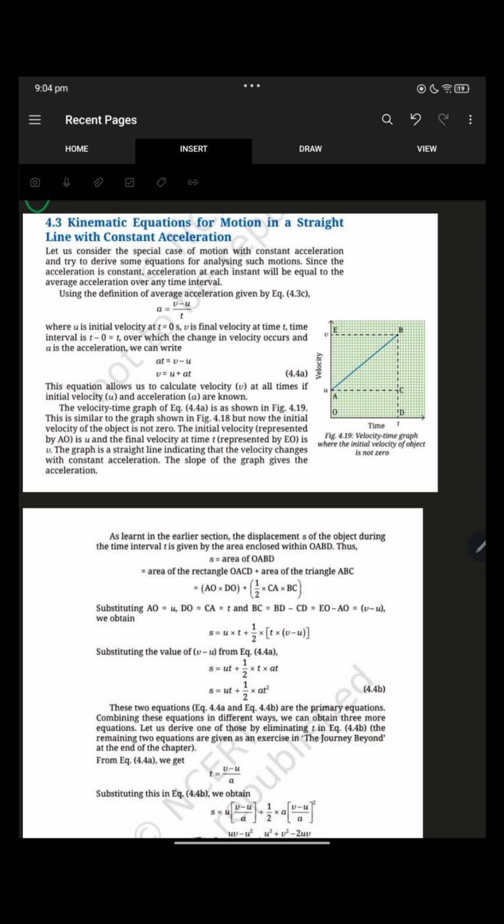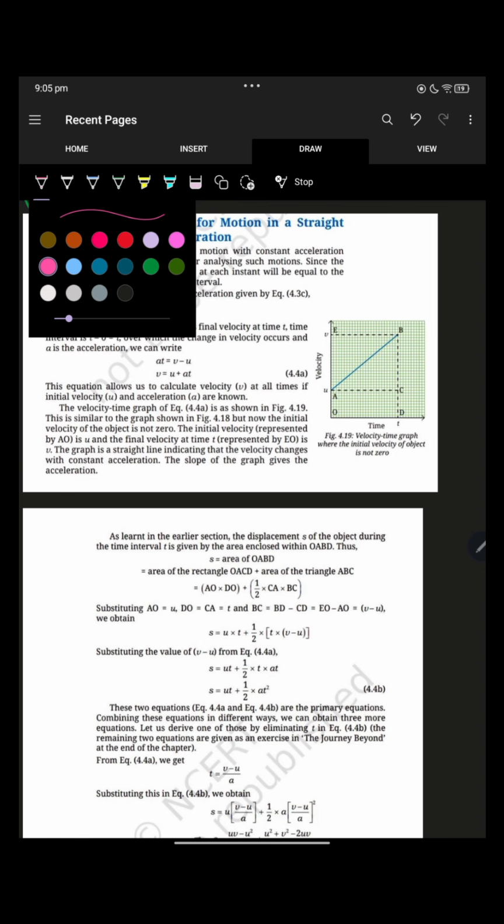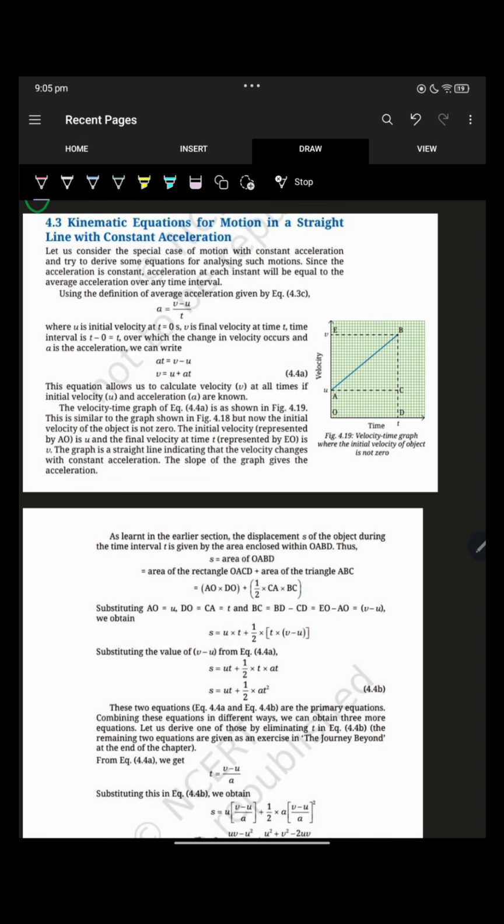Now this part is for you class 9 champs, those who have to master the equations of motion. When we talk about equations of motion, there are many, but we need to understand what they are. These equations of motion are known as kinematic equations of motion.